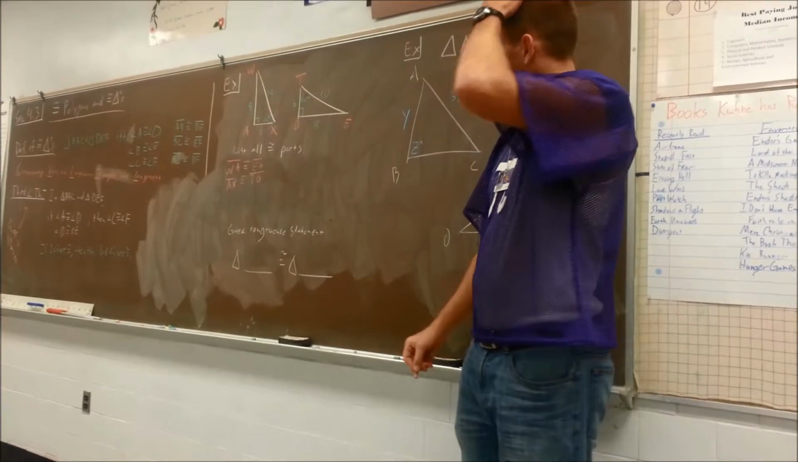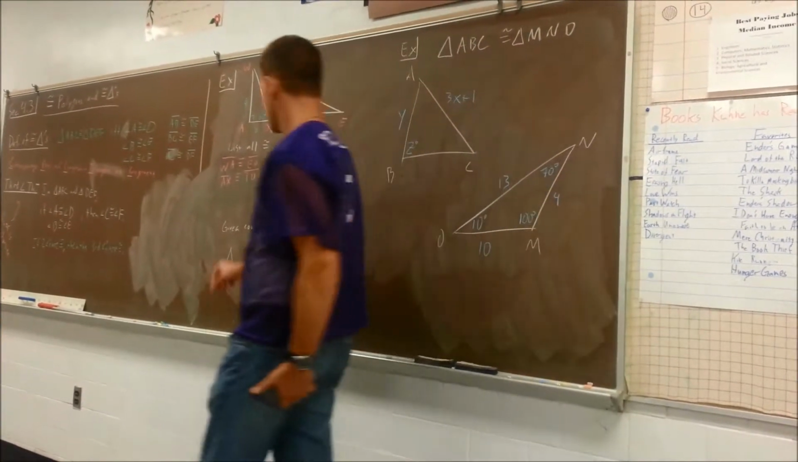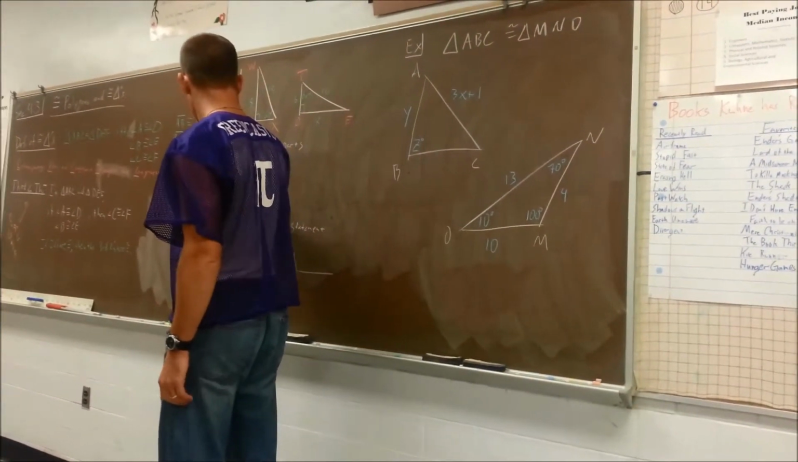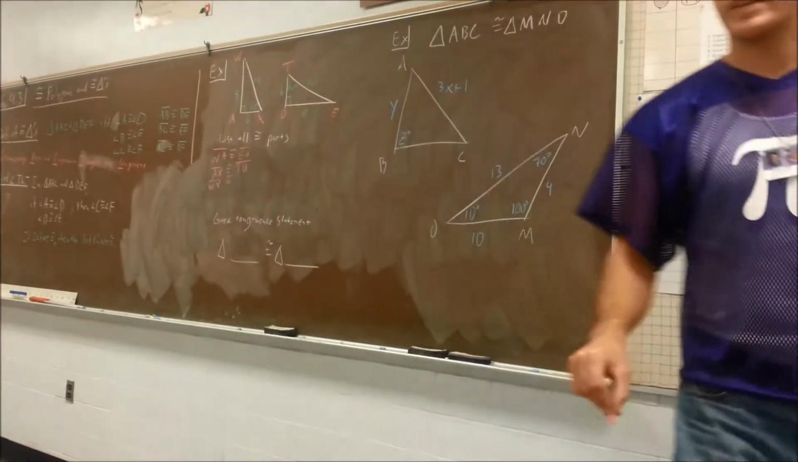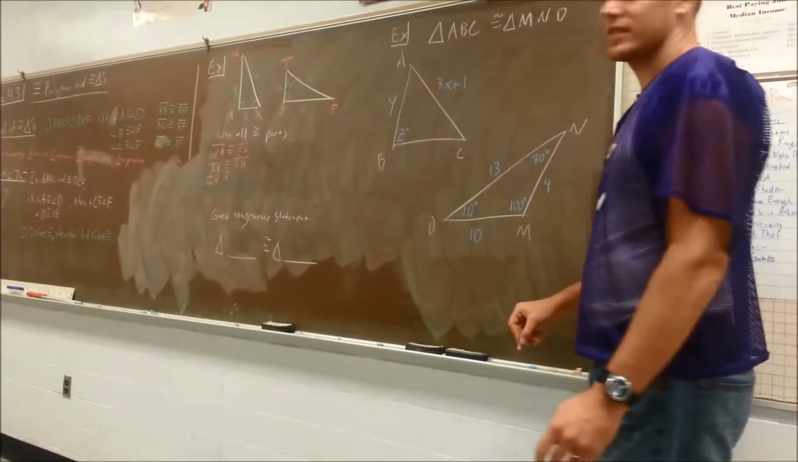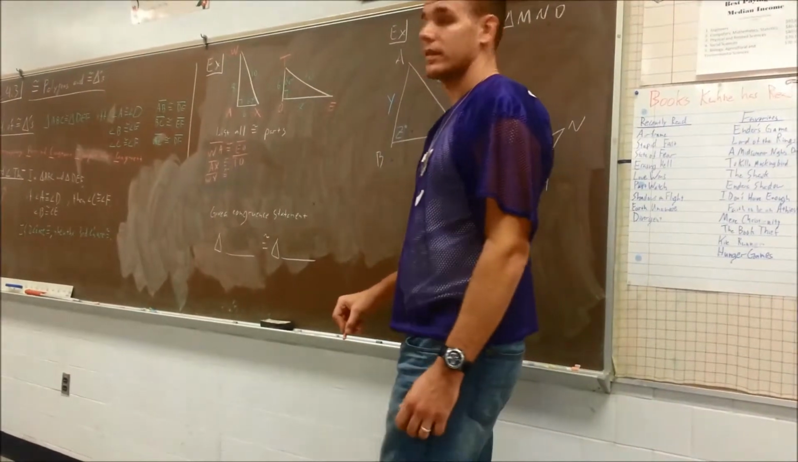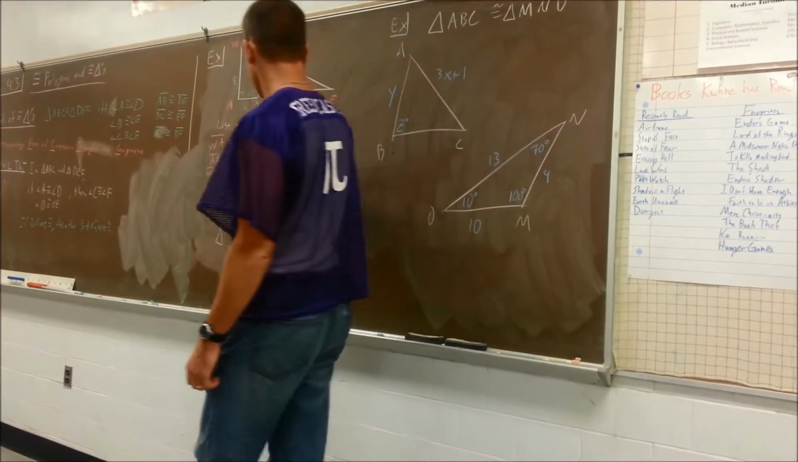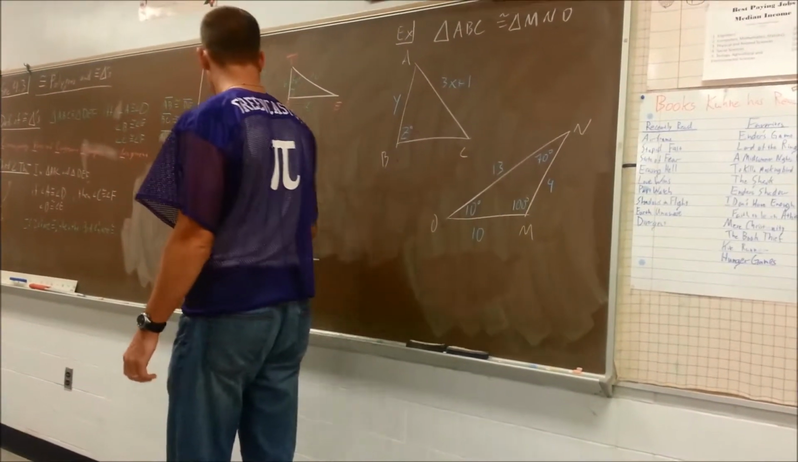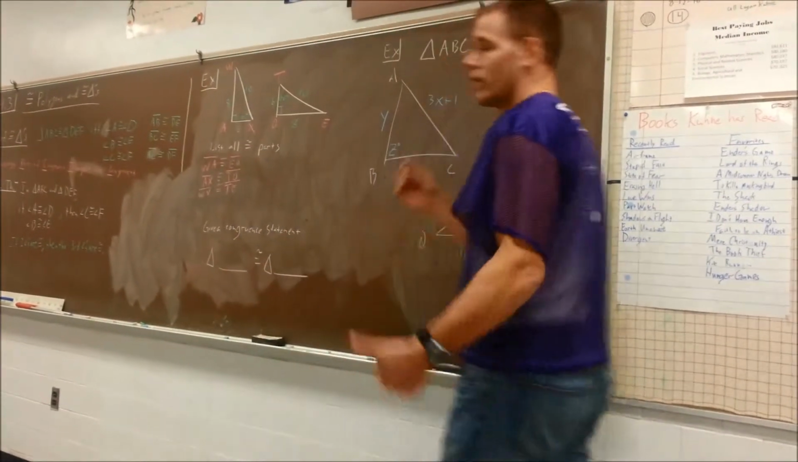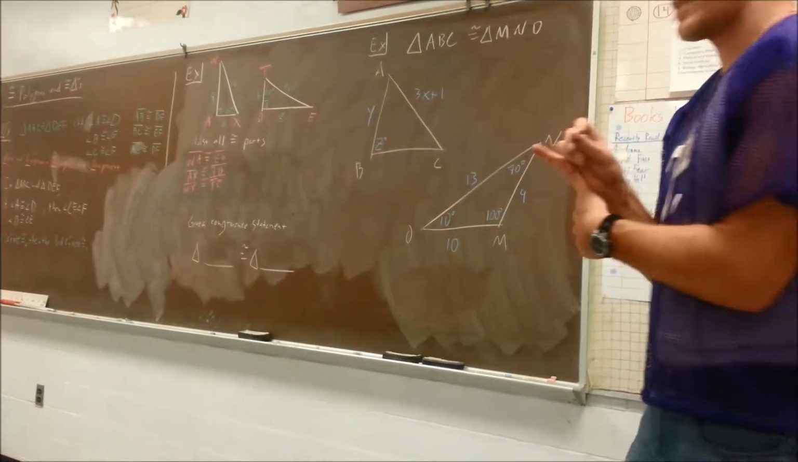And WX. It's congruent to what? TE, correct, they're both 10. Now we've got all 3 pairs of sides congruent. Let's go with the angles.